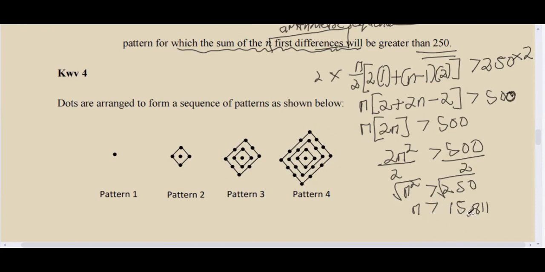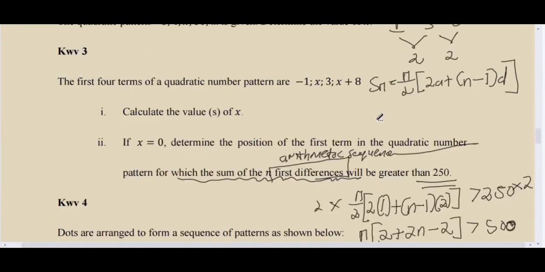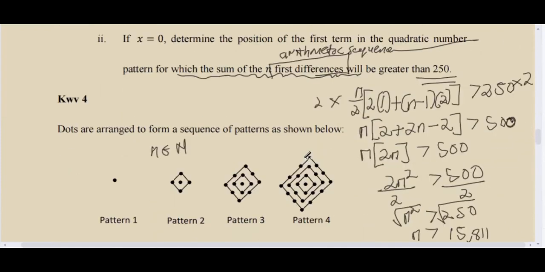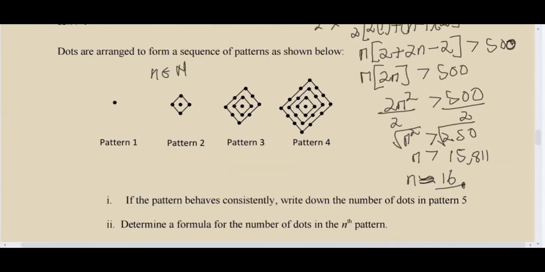Now that we have n greater than 15.811, we know that n should be an element of the natural numbers, which means it must be an integer. Then that means our n here should be equal to 16. So that will be the first n value for the quadratic pattern that will produce a number greater than 250 for the first differences, right? So n is equal to 16.